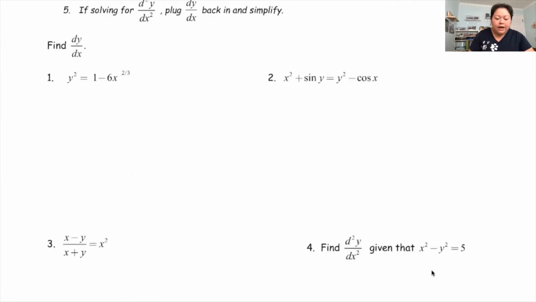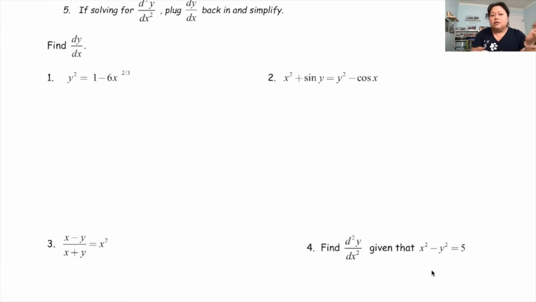Okay, number one, you have y squared equals 1 minus 6x to the 2/3. This is not a function, obviously, because y is squared. And because y is not alone by itself, which is when you typically take the derivative and just go y prime equals blah, blah, blah, because your equation is already set as y. But in this case, it's not. So we have to do this thing called implicit differentiation. So what does that look like?